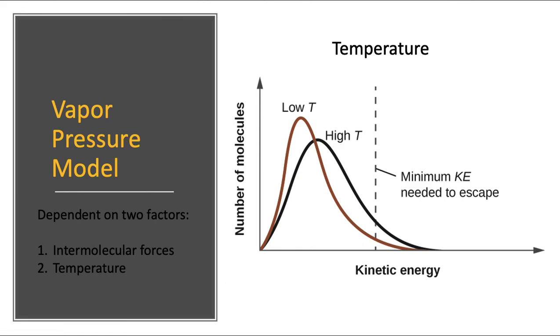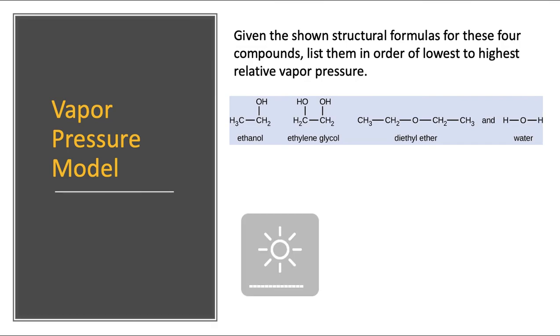Okay, now let's look at an example of a type of problem with vapor pressure. If I have the structural formulas for four different compounds, list them in order of lowest to highest relative vapor pressure. The lowest vapor pressure is going to have the highest intermolecular force. We're assuming that the temperature is the same for all of these, so the temperature is not a major factor. Therefore, the other factor that influences the vapor pressure is the intermolecular forces.